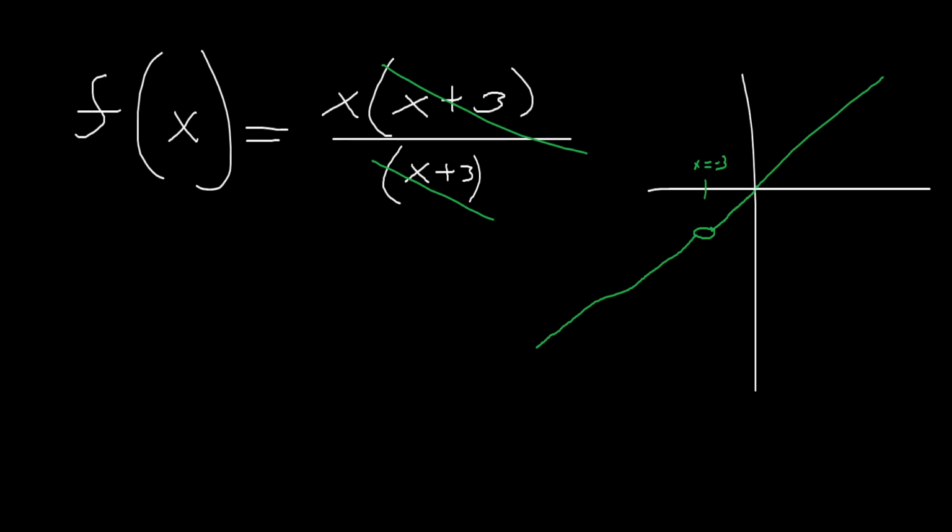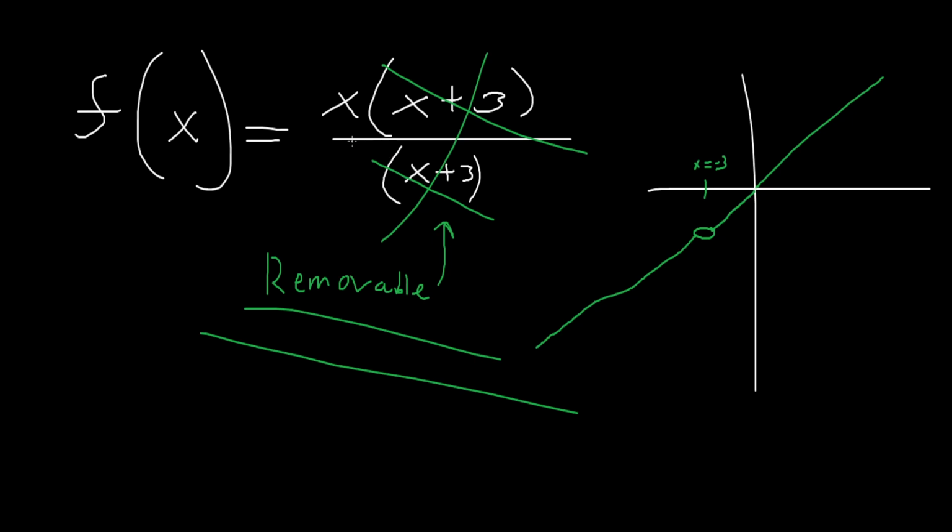So this is what we call a removable discontinuity. The reason it's called removable is because you can, well, remove it using algebra. If you can cancel out whatever's causing the discontinuity using algebra, it is considered to be a removable discontinuity. Okay, so that's removable discontinuities.